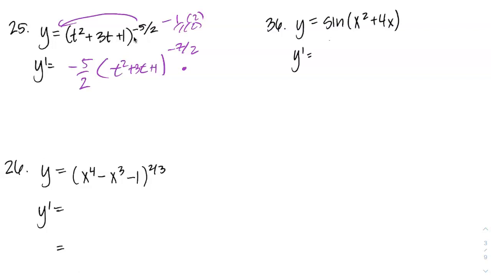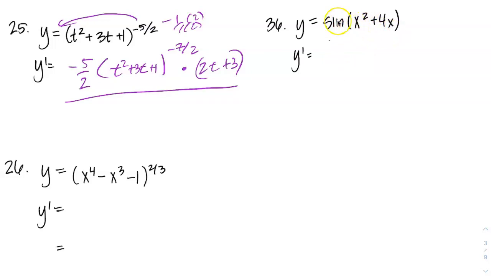So derivative of that. Now it can't be sloppy here. A lot of people just write 2t plus 3, but make sure you put parentheses, because otherwise when you try to combine it, you're going to mess yourself up. And that would be my answer. There's not really much I could simplify if it was multiple choice, but we're good. Next one, sine of x squared plus 4x.